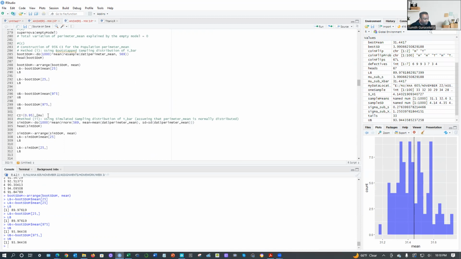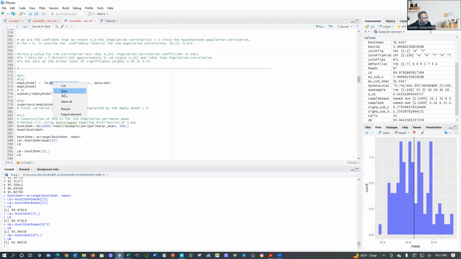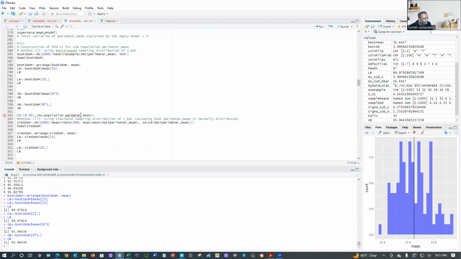Mu is nothing but the population mean. I'm sorry, the population perimeter mean, the mean of the population perimeter. Perimeter mean is my variable.